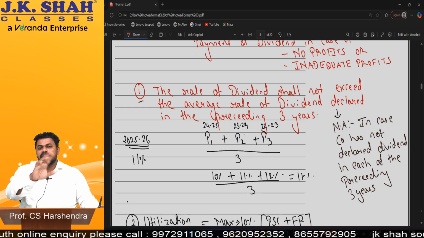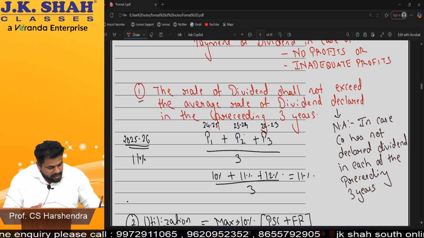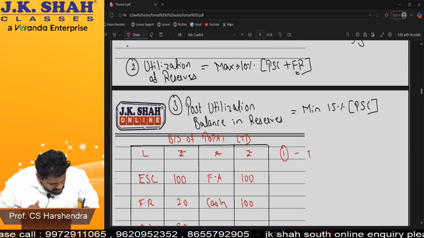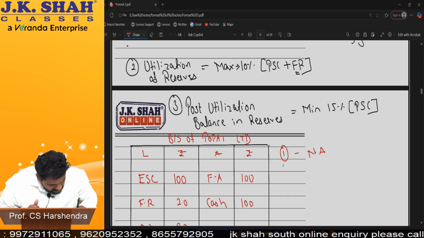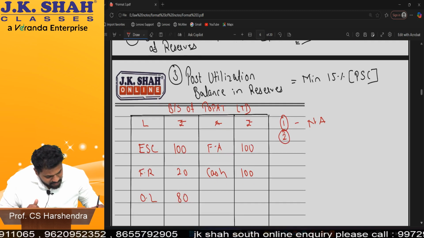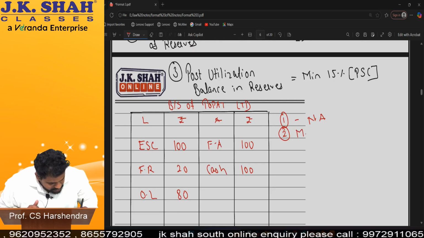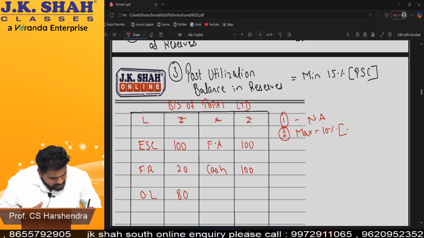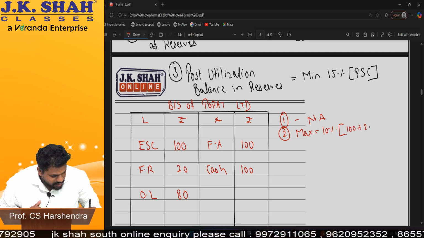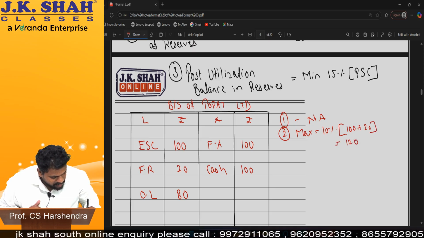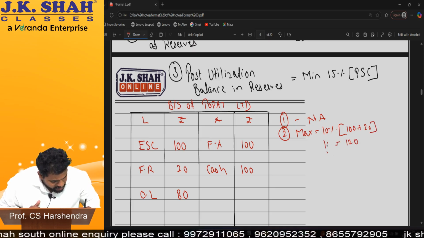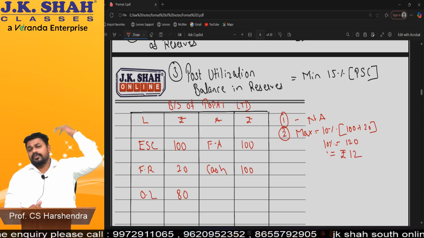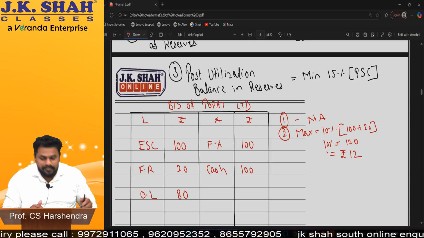First thing, tell me, is there any information as to the first point? No. So what do we do, beta? We ignore it. First point is not applicable. Now second point, how much money can we utilize from reserve? Maximum 10% of paid up share capital plus free reserve. How much is my paid up share capital? 100 plus 20 is equal to 120. 10% of 120 is how much, beta? Rupees 12. This is the maximum amount which we can utilize, not more than this in any case.